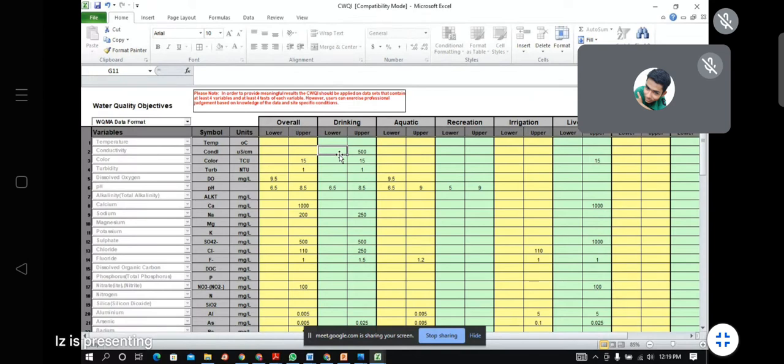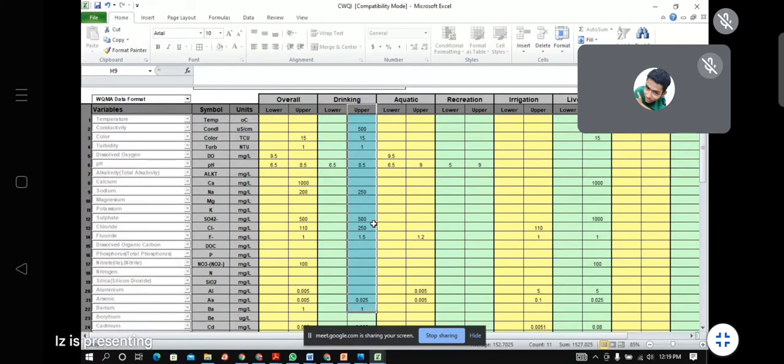If you have both, for example in case of pH you have both, so you will write both, or if you have just upper you will write upper. So this way you can customize your objective. Okay, so these objectives, what are these actually? These are nothing but the criteria.